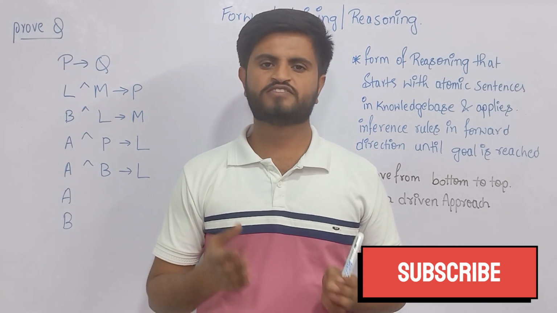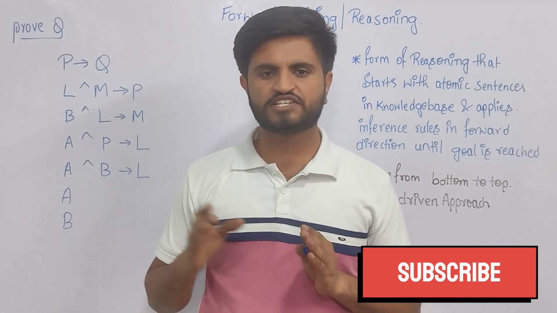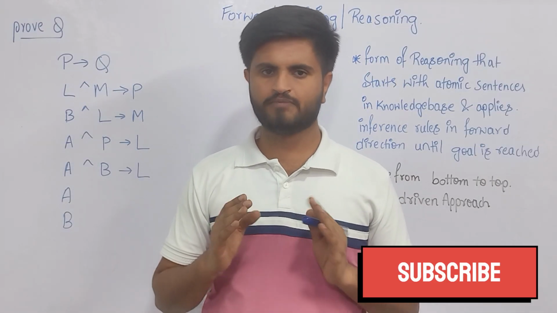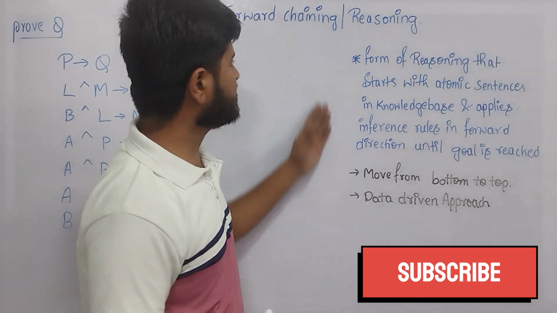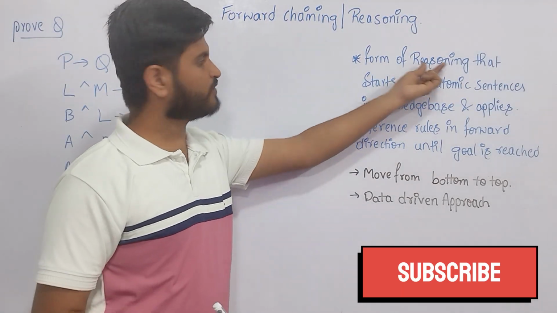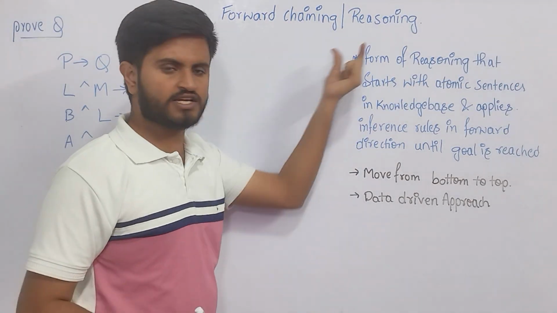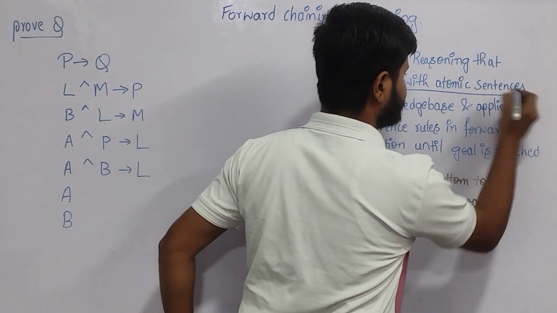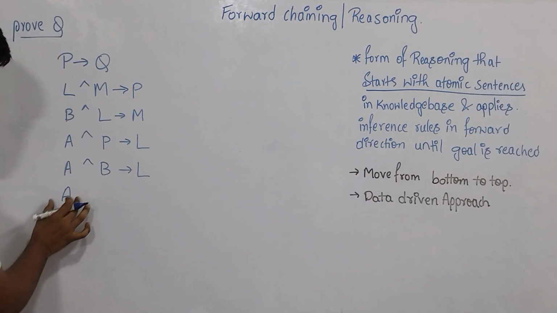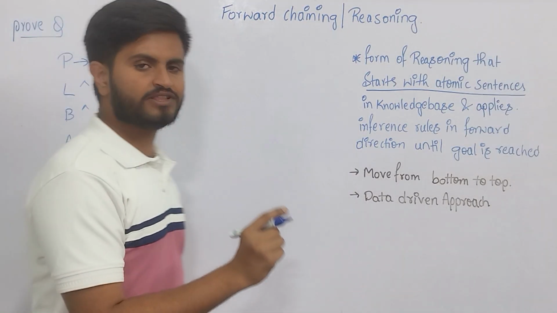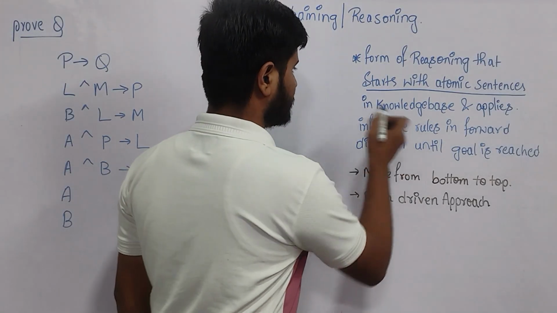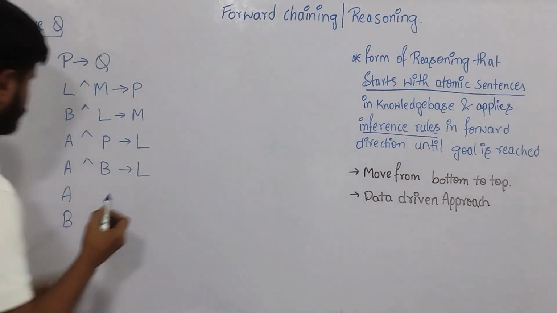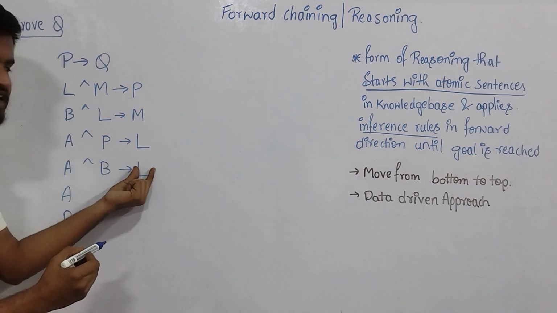Everyone, in this video let's discuss how to solve the forward chaining or forward reasoning questions in artificial intelligence and machine learning. If we see the theory part, forward chaining is a form of reasoning that starts with the atomic sentences. If you see here A, B like that, it will start with the atomic sentences in the knowledge base and applies the inference rules.